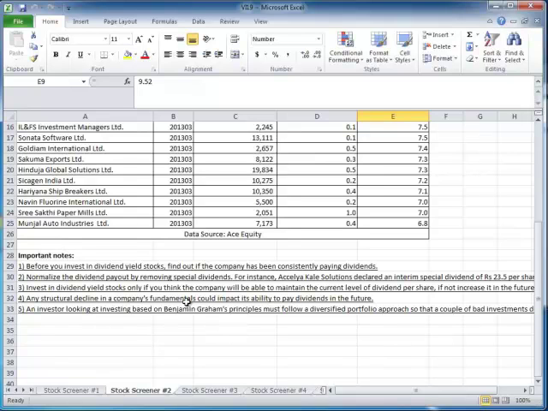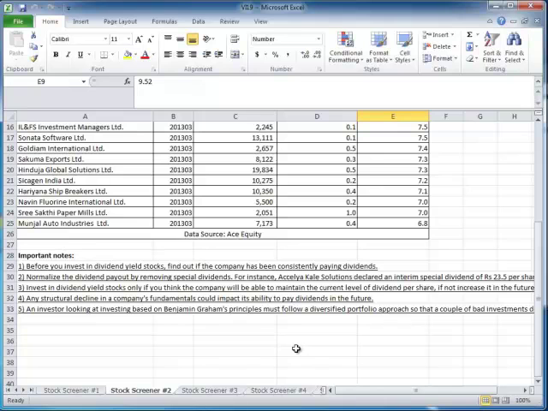The first one is that before we invest in dividend yield stocks, we should find out if the company has been consistently paying dividends, right? Are these just one-off things, or is it something that's regular? We also want to normalize the dividend payout by removing special dividends, the one-off types of dividends that we don't expect to occur in the future. And we should really only be investing in the dividend yield stock if we think the company can maintain the current level of dividend in the future, or otherwise increase it.